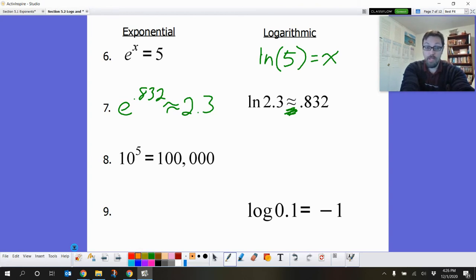Got a couple common log ones. It's log base 10, but I don't write the 10. I just write log of the other side, 100,000, equals 5.